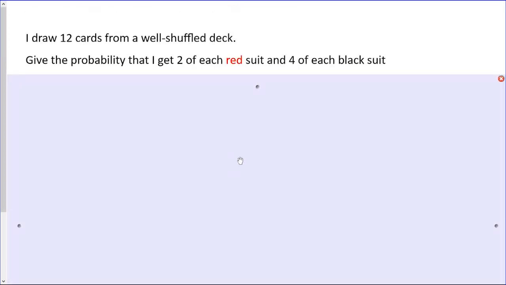Now I'm going to do something similar but different. I draw 12 cards from a well-shuffled deck. I want the probability that I get two of each of the red suits, in other words, two diamonds and two hearts, and four of each of the black suits. Right, now, I'm not replacing these cards. Notice also that there are more than two outcomes. Right, so this is definitely hypergeometric.